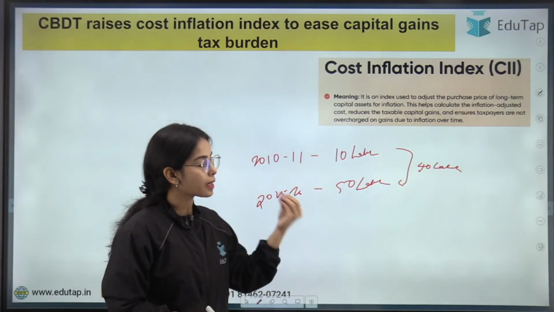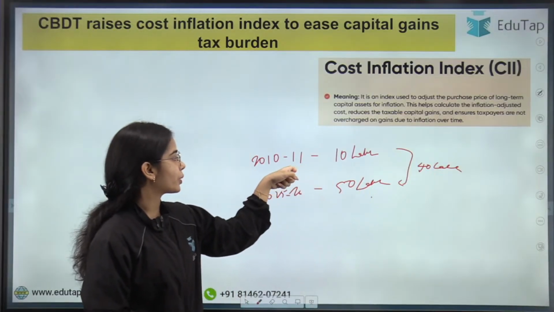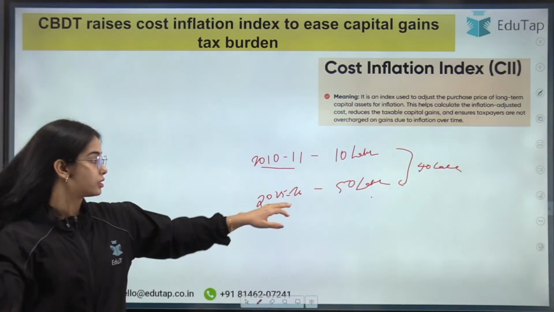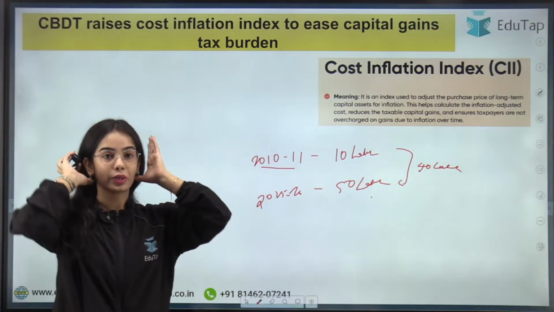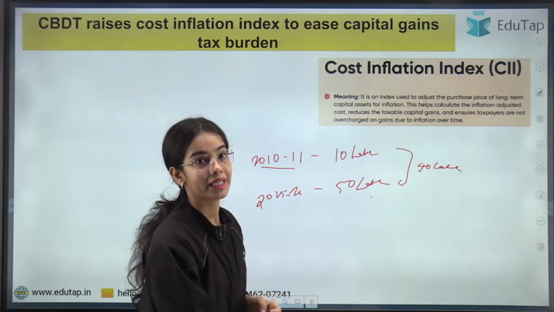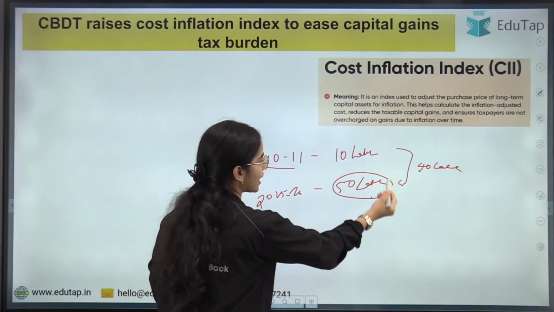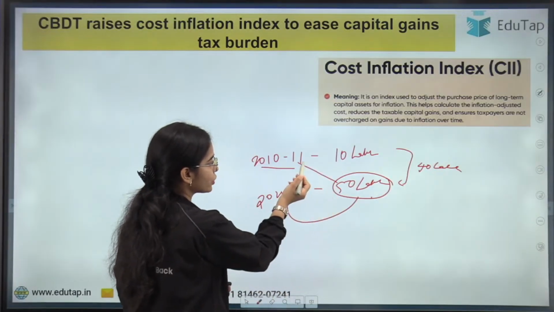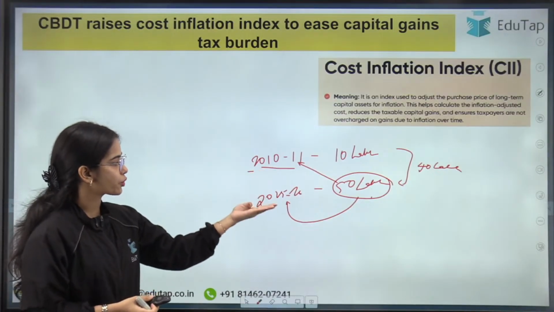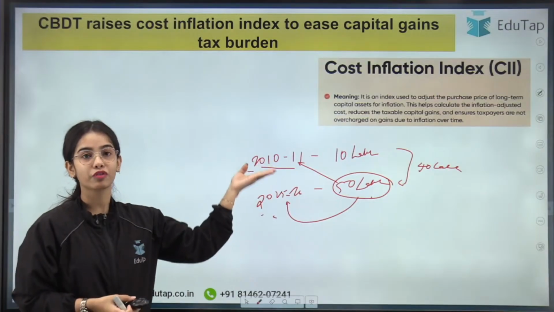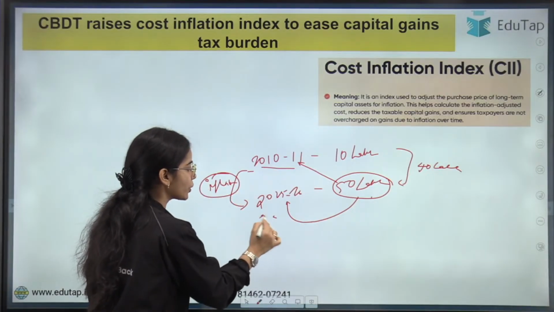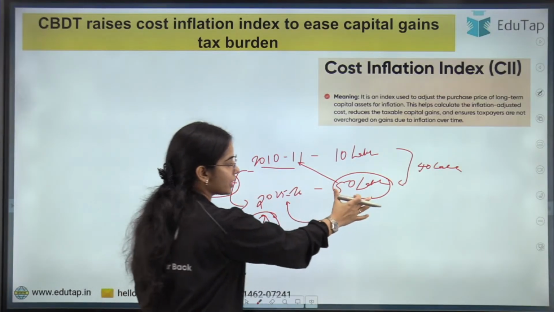But can you buy the same products with the 50 lakh that you could have bought in 2010-2011? Can we buy the same products with the 50 lakh in 2025-26 that we could have bought in 2010-2011? No, right? There is some inflation that has happened from 2010 to 2025. Because of the inflation, the prices have risen, and now you cannot buy the same products of 50 lakhs that you could have bought in 2010, 2011.